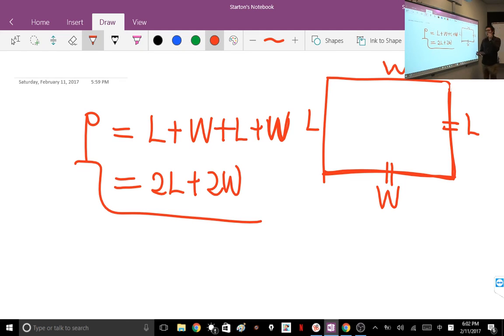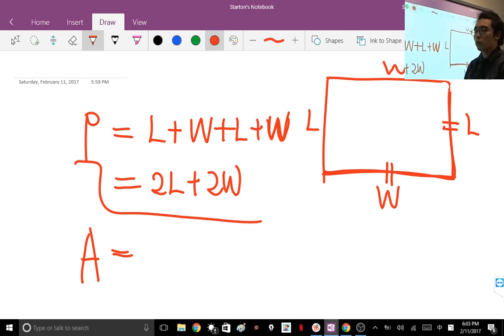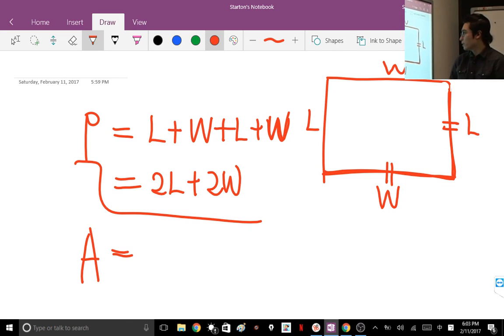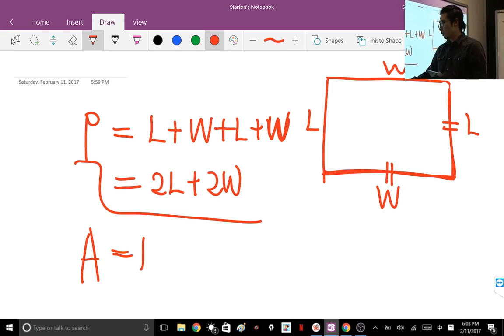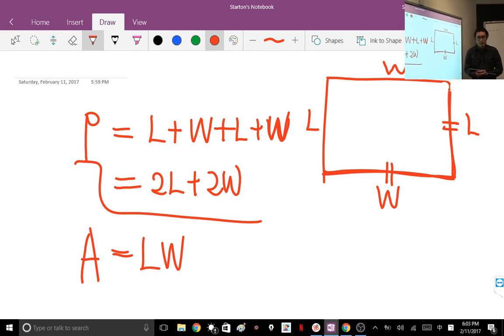Okay, so if you have already known the perimeter, what about the area? The left-hand side is the area. The right-hand side, I want to use different variables to represent the area. And everybody knows that the area of the rectangle is length times width. So I can also use another expression, L times W, to represent that.